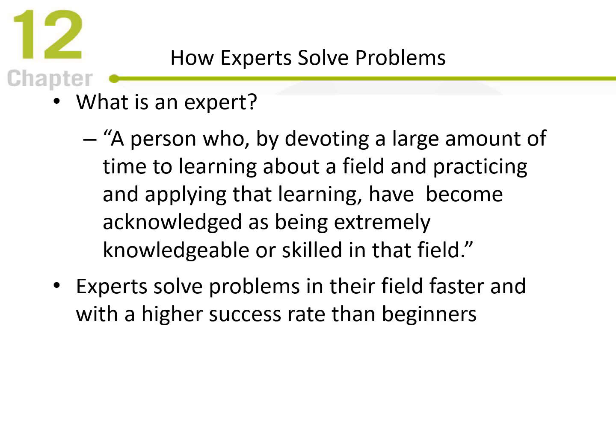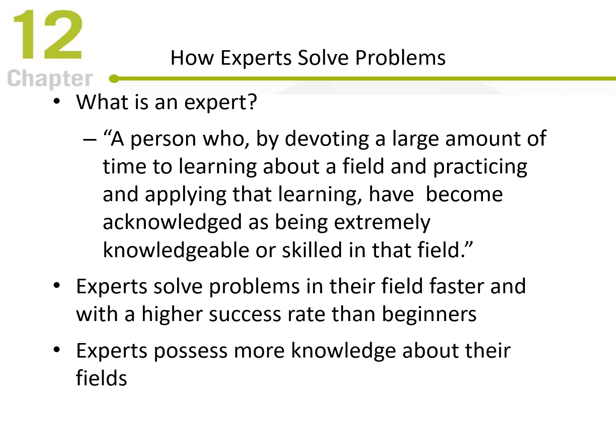Now, experts solve problems in their field faster and with a higher success rate than beginners. This is kind of behavioral evidence that we can gain from experts versus novices, in that experts are going to solve a problem faster and they're going to have a higher success rate than beginners. Now, note that this is within their own field. And of course, this stands to reason because experts should possess more knowledge about their field.